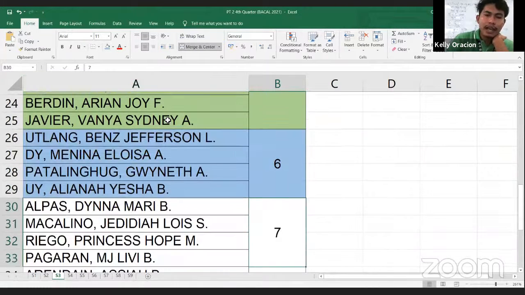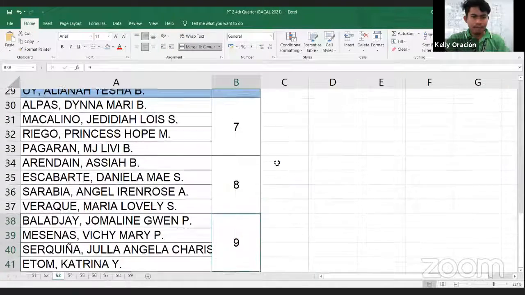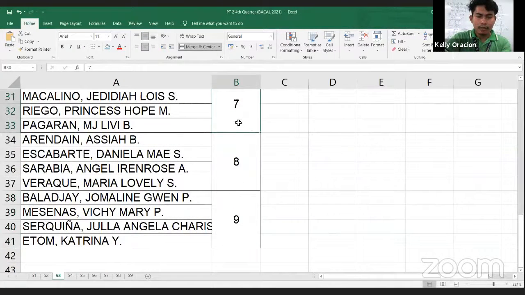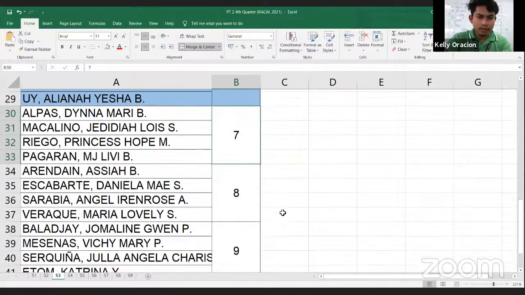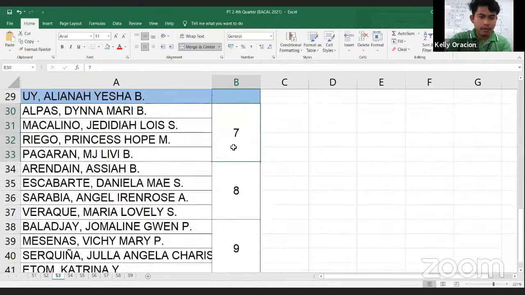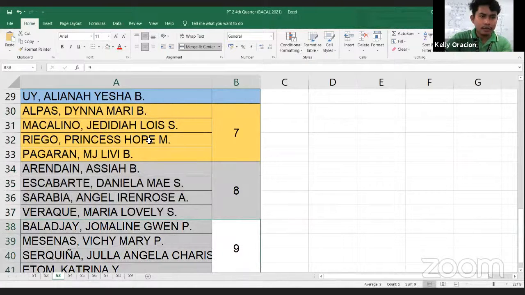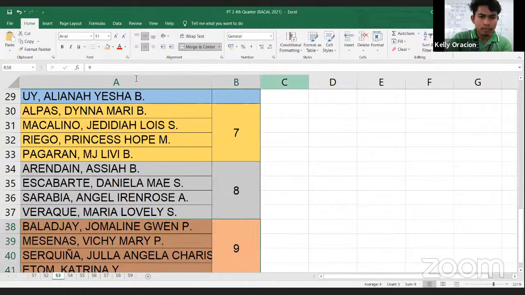Group 7, 8, and 9. Okay, for group 7, group 8, and group 9. Wait lang ha, nalapas. Group 7, group 8, and group 9. Okay, 7, 8, 9.